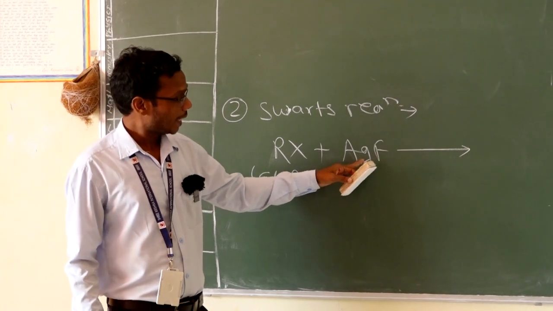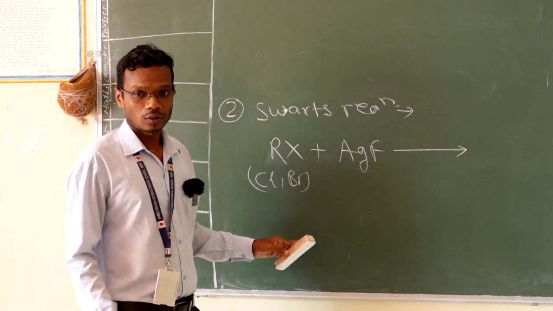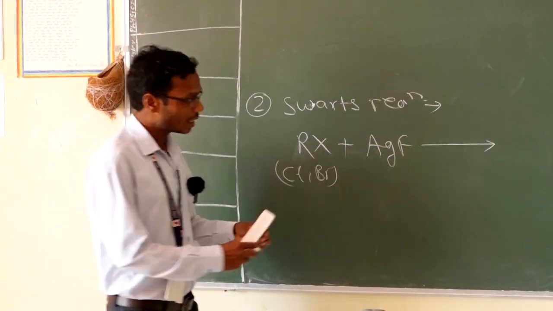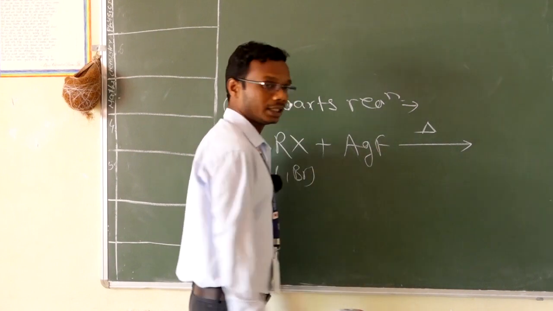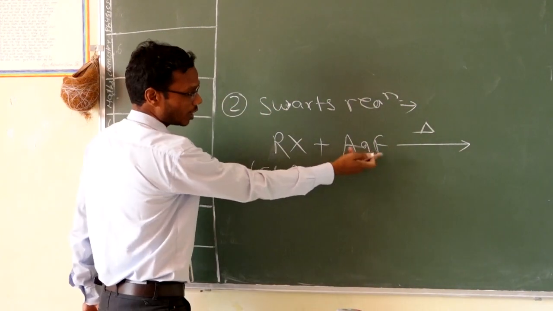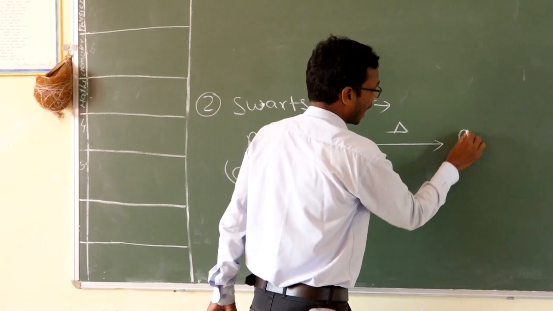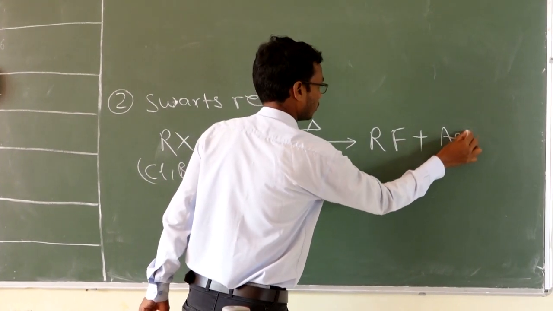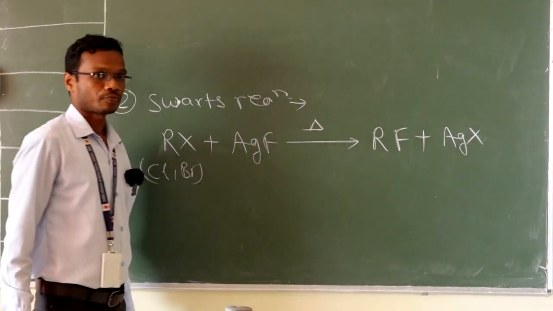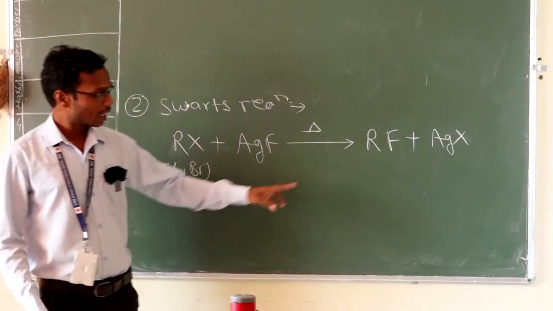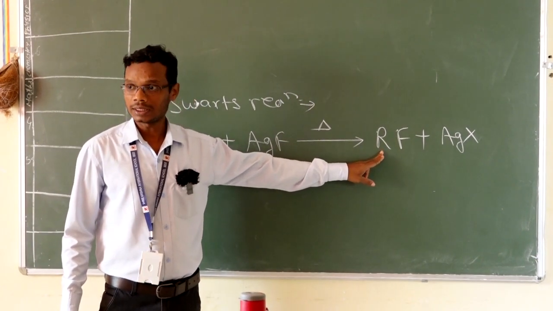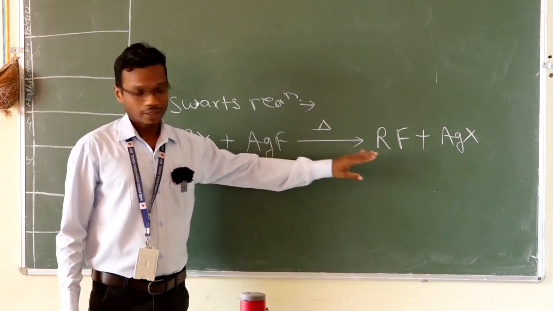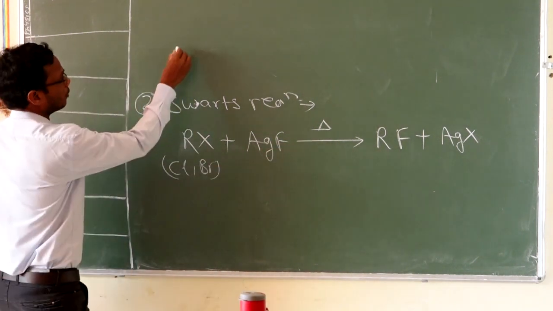So in this reaction again exchange of halogen takes place. We mix the haloalkane and silver fluoride and heat it. Then again halogen exchange takes place and the product will be RF plus AgX. Our main product is RF, that is alkyl fluoride or fluoroalkane.